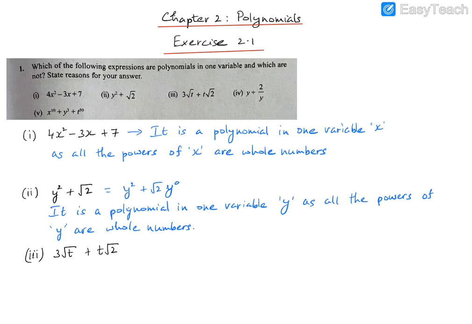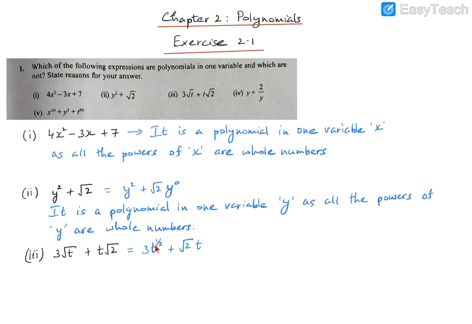Now let's move on to the third expression, 3 root t plus t root 2. We can write 3 root t as 3 into t power half, since root t is t power half, plus the t root 2, which we can write as root 2 t. So basically we have an algebraic expression with only one variable. The variable is t, but one of the powers of the variable is not a whole number. We have t power half here. The root t corresponds to t power half.